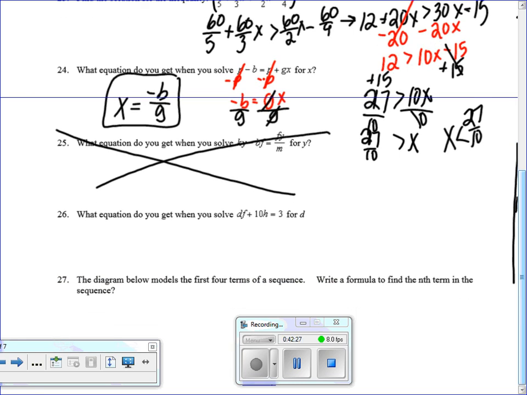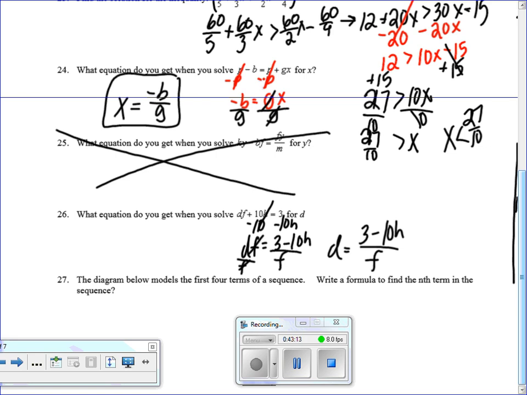What equation do you get when you solve d times f plus 10h equals 3 for d? So we're solving this equation for d. Just like before, we're going to move things around so that d is by itself. Anything adding or subtracting to it, we move, so we get rid of the 10h. Minus 10h from both sides. We have df equals 3 minus 10h. We want d, not f, so we divide everything by f, leaving us with d is equal to 3 minus 10h over f.